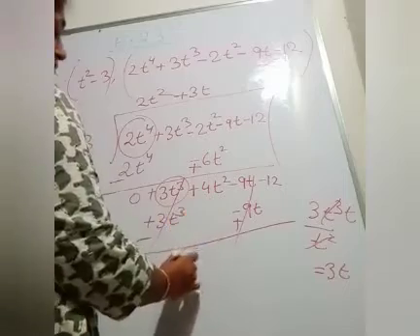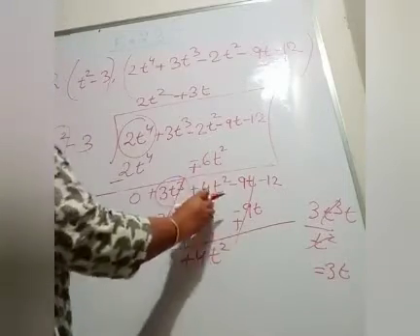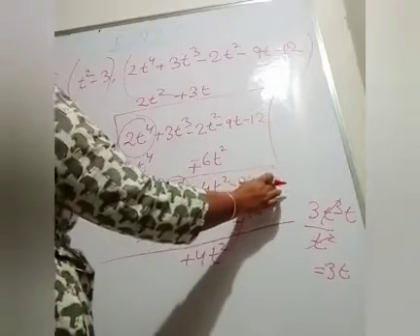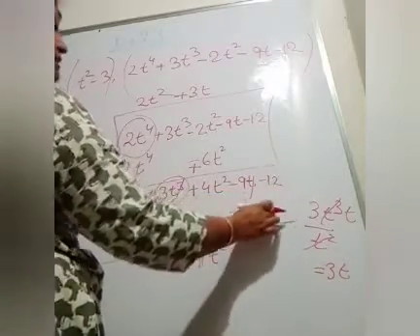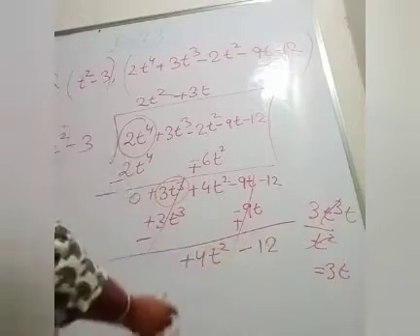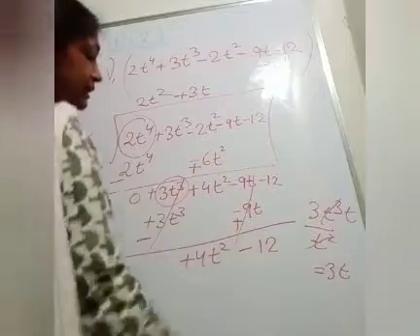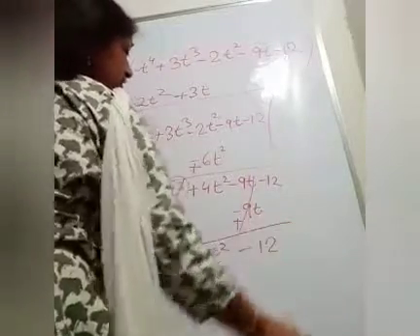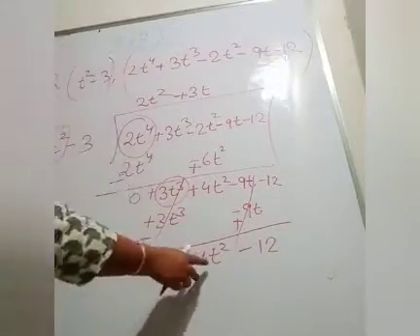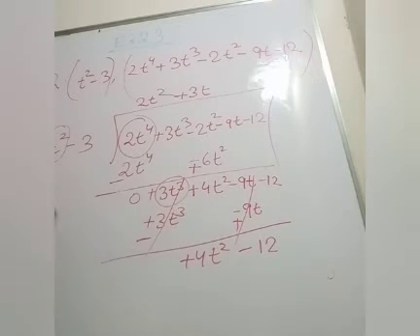You have to write plus 4t square, because under this there is no term, that means it is 0. Here minus 12, there is no term, so it means here is 0. So write minus 12 as it is. So plus 4t square minus 12 is the remainder now. Now again see the degree of the remainder. The degree of the remainder is t square and the degree of the divisor is t square. So we can proceed for one more step.